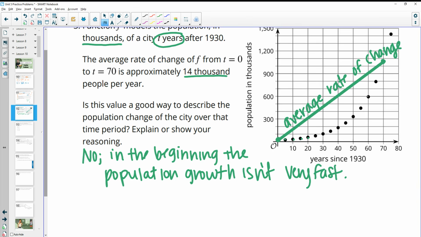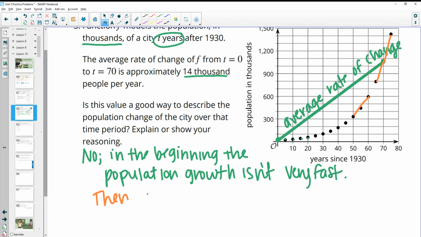Versus at the end here, this is growing significantly once you start getting out to years like 50 to 60, right? Then the growth is much more rapid. So the average rate really doesn't do it much justice here. So in the beginning, the population growth isn't very fast.